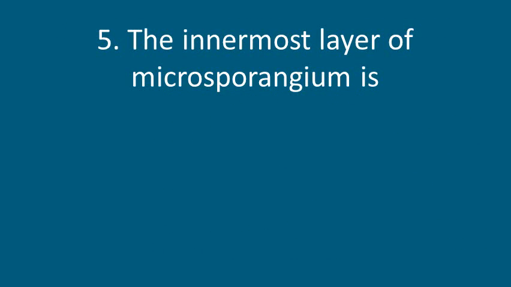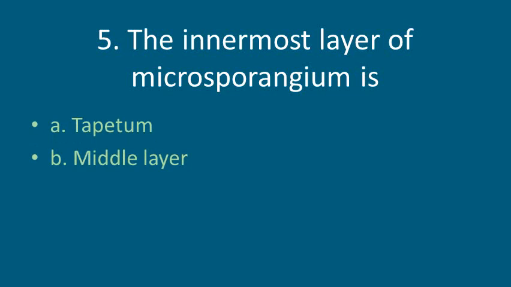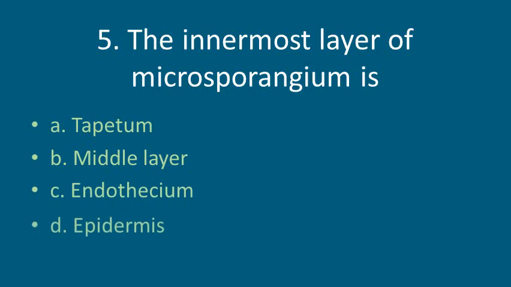Question number 5. The innermost layer of microsporangium is option A tapetum, option B middle layer, option C endothecium, and option D epidermis. These four options are the names of four layers of the microsporangium, that is the pollen sac. Among the four options, the innermost layer is option A, that is the tapetum. So the tapetum is the correct answer.